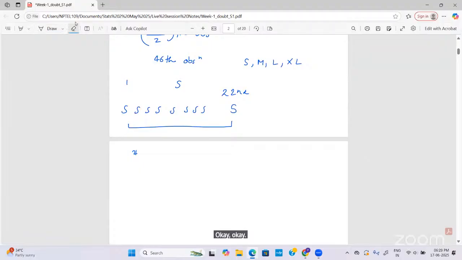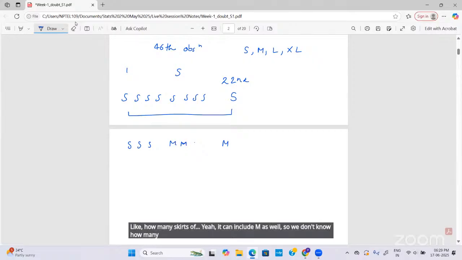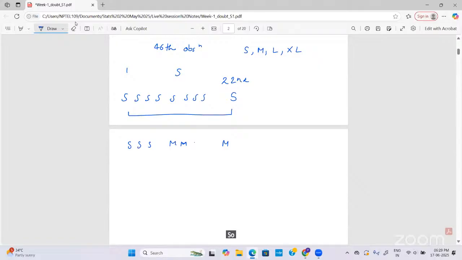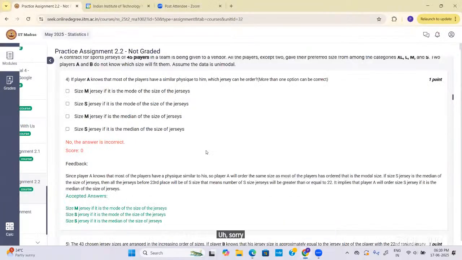In case of M, S will be filling the places before M, so we cannot say how many shirts M can include. We don't know how many t-shirts there are for S and M size. So if M is the median, we cannot say, but for S size, we are sure that in that case the small size shirt will be the median, and it will be the mode as well.